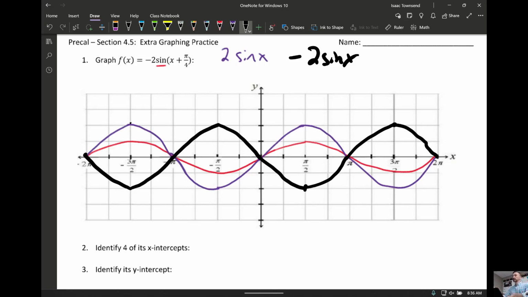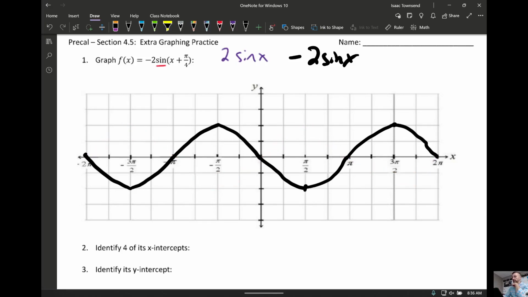And then finally, again, for me, this gets to be a little bit too busy, so I like to erase my previous steps. They were helpful, but they're not really helpful now. So you don't have to do that, but you probably want to make your first few steps light if you're going to do it that way.